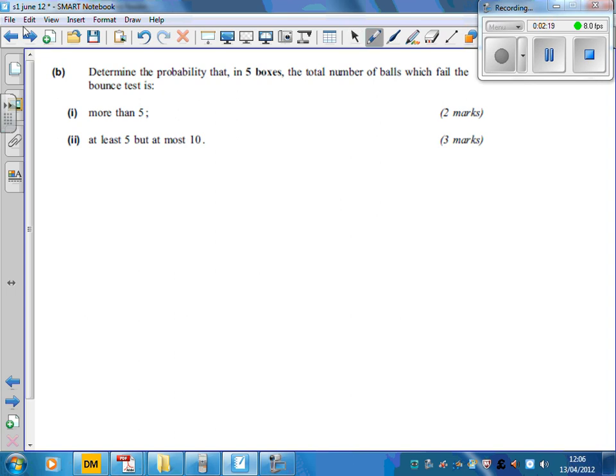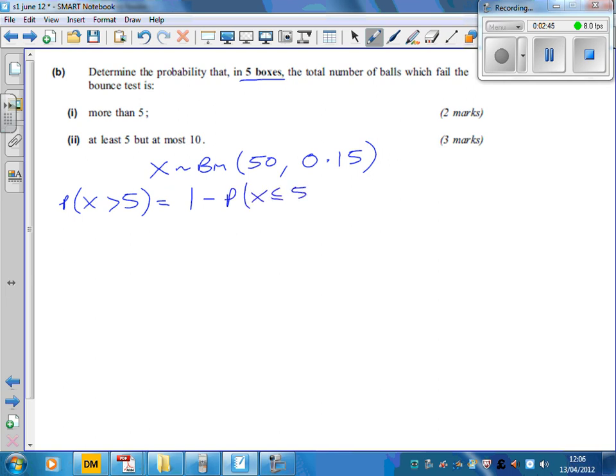You just increase it to 5 boxes now, and so now we're just looking at a new table. The new table, because there's 5 tens, 50, and still the chance of them failing is 0.15, and we want the probability that x is more than 5. Again, think about what more than 5 means. It means 6 or 7 or 8. So that means we don't want less than or equal to 5.